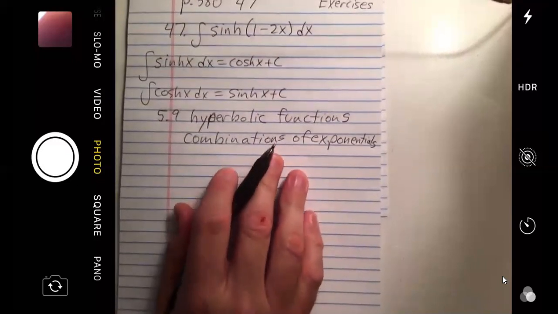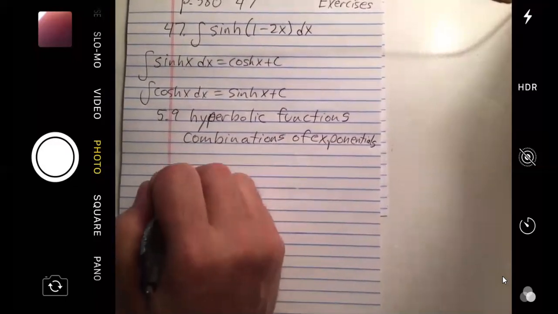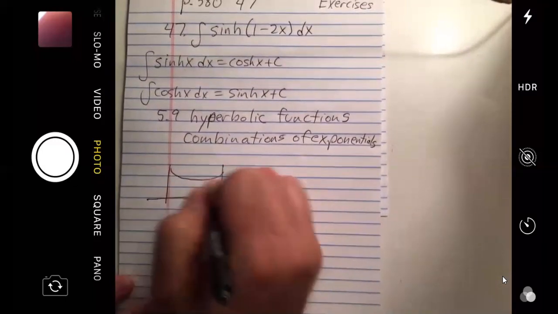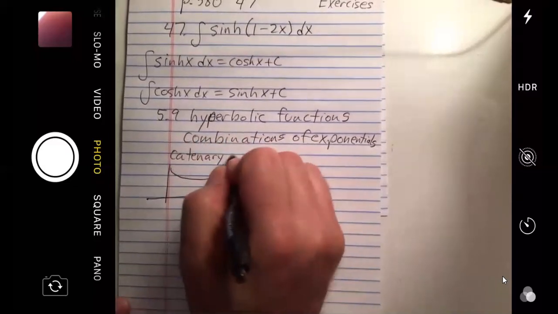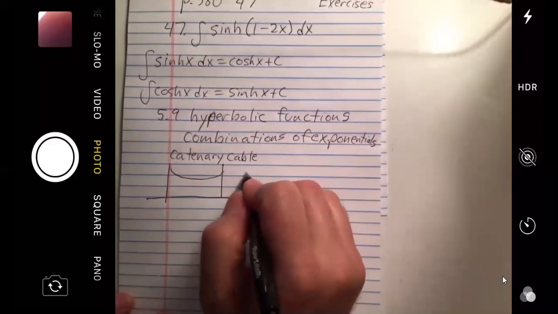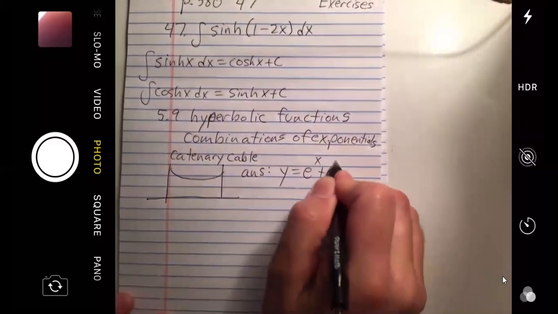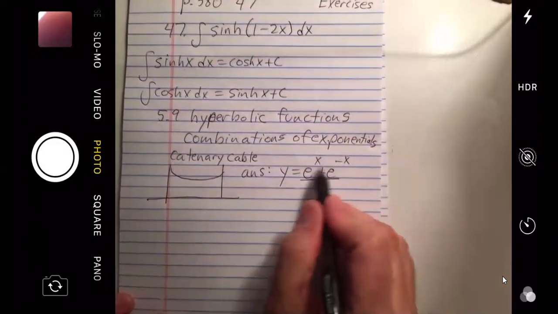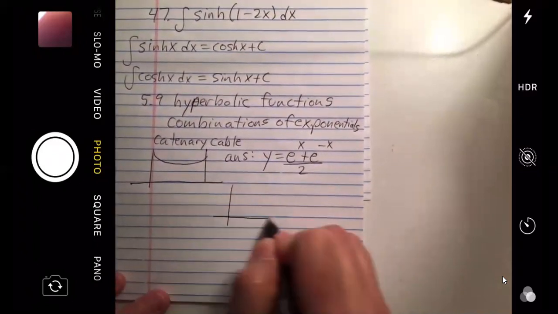I'll start with the cosh. The only practical one is this cosh, C-O-S-H. Turns out if you hang a cable between two supports, it's called a catenary cable. You'd have to do some physics to show this, but you get an equation you can solve, and you will get an answer that looks like this. It's like this combination of exponentials. I can justify it. I hope you remember what e to the x looks like.